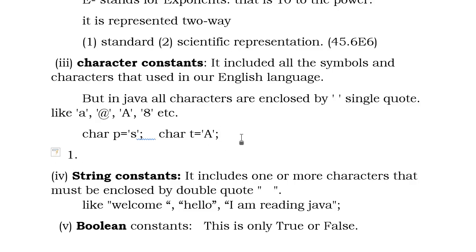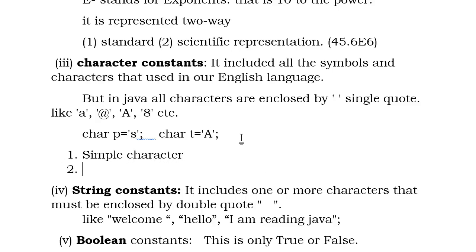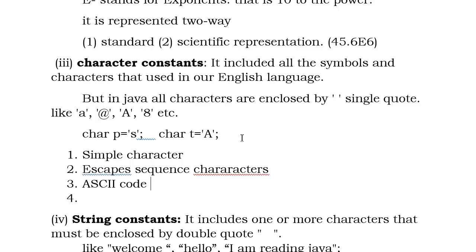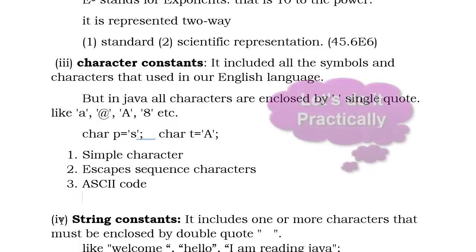Number one, a simple character. Number two is an escape sequence, escape sequence characters. Number three is ASCII code. All these three things are included under the character constant. Let us discuss more details in the window.